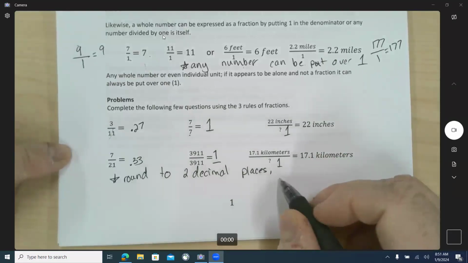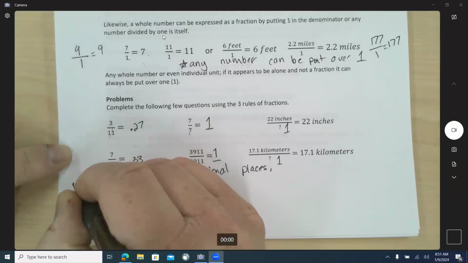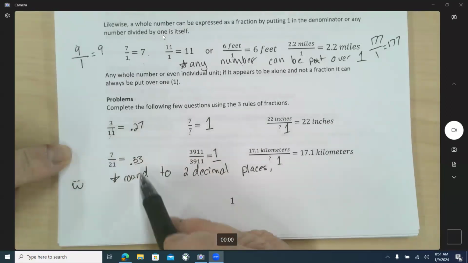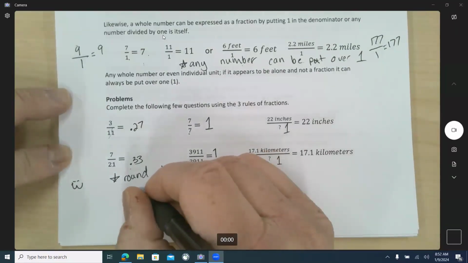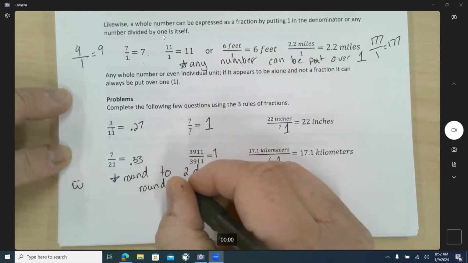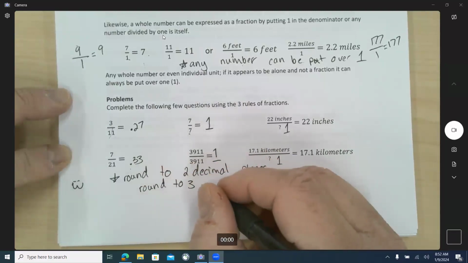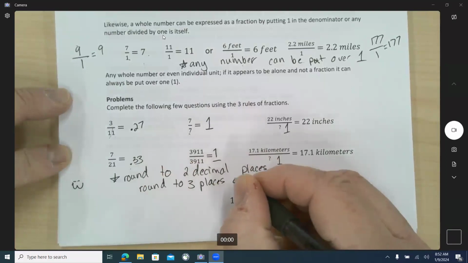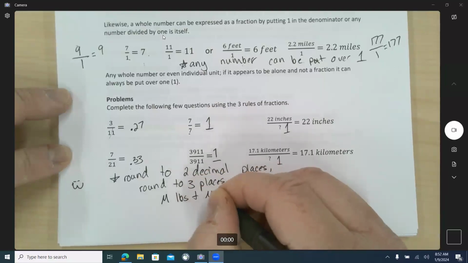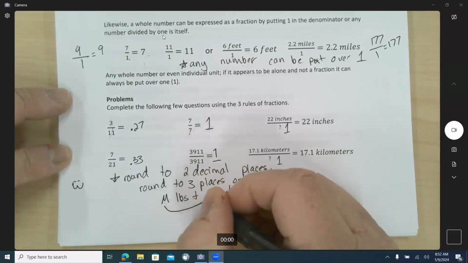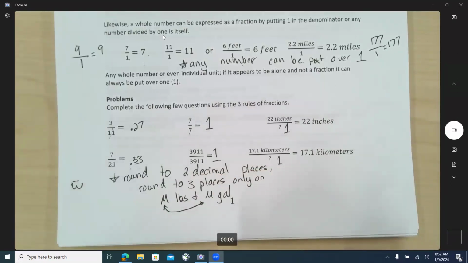So I rounded 2 decimal places. So what that means is 1, 2. That means 2 places after a decimal, like here, 0.33 and 0.27. All right. And I round to 3 places only on big M pounds and million gallons. Okay. We will see these today, but million pounds and million gallons. And when we get to an example, especially with chlorination tomorrow, maybe today, but more likely tomorrow, I will show you why we go to 3 places on these.